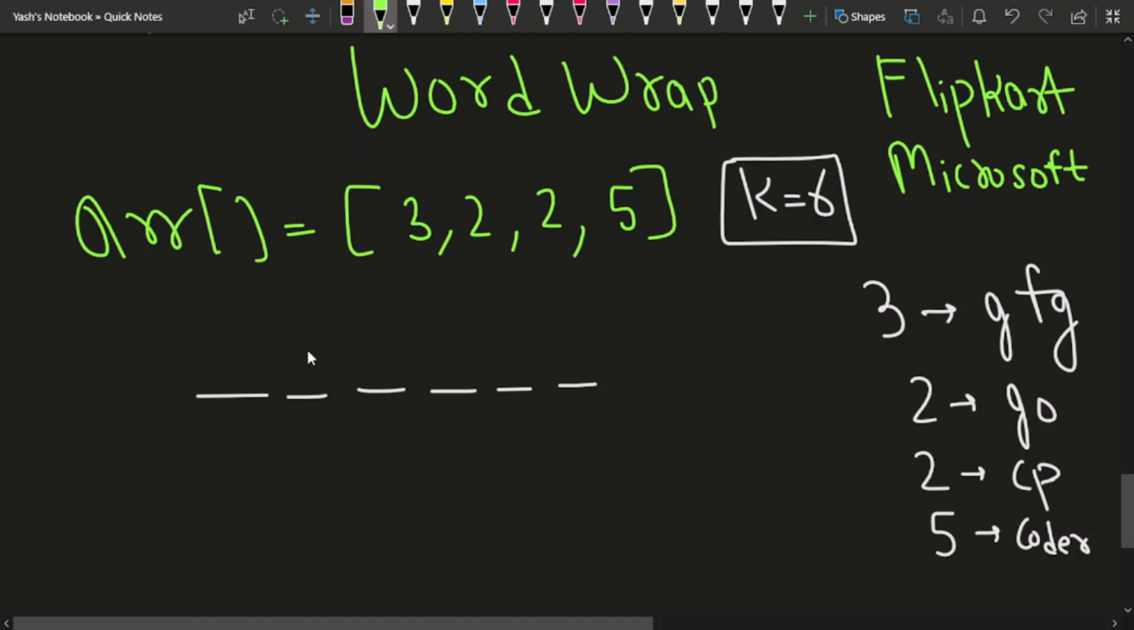Let's say you put the first word, GFG. After that, let's say your next word is Go. So you have two options. Either you put this Go in the same line, or you put it in the next line.